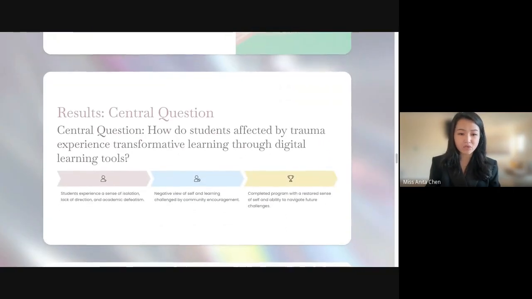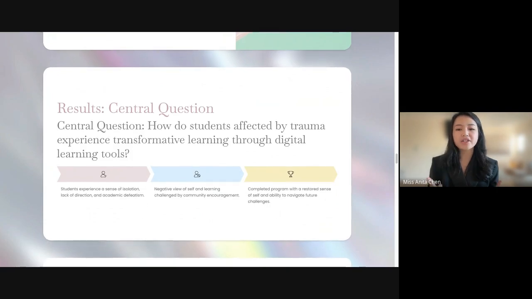Regarding the results of the central question, I wanted to understand how students affected by trauma were experiencing their transformative learning through those digital learning tools. I found that students who experienced trauma had a very common response, which is to isolate themselves from their peers and their social circles. In that dark hole of isolation, they would experience a lack of direction and a sense of academic defeatism. This negative view of self and learning was then challenged by community encouragement through this IC Tech learning program.